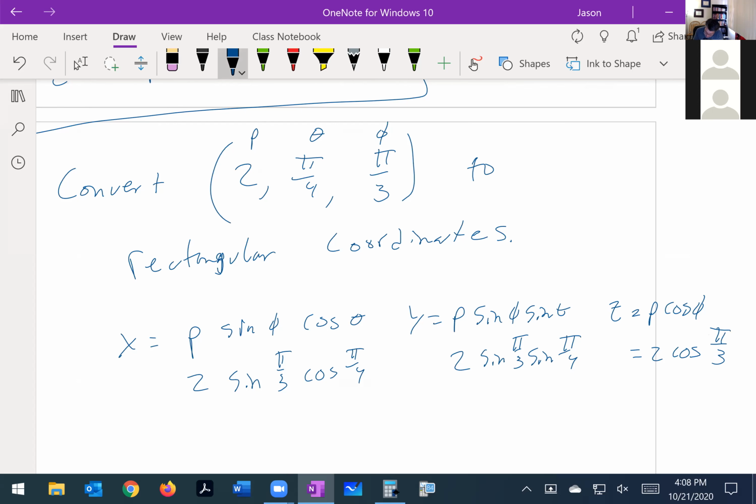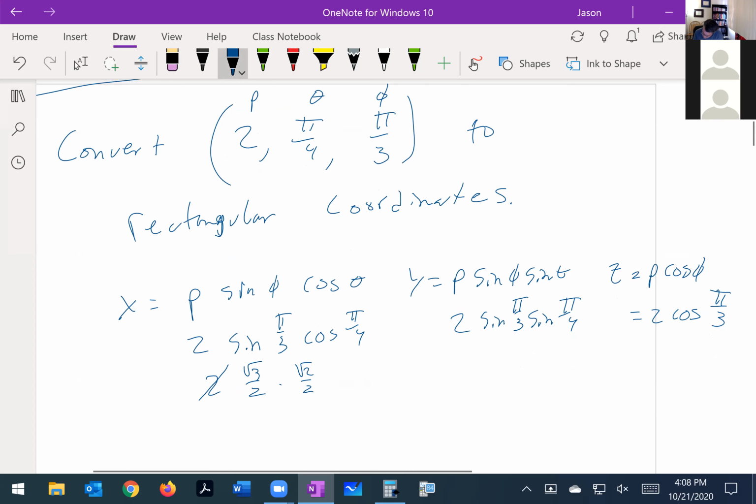So this is going to be sine of pi over 3. That is radical 3 over 2, right? So this is going to be 2 times radical 3 over 2 times radical 2 over 2. So this is going to be radical 6 over 2. So rad 6 on 2, as the Brits would say.